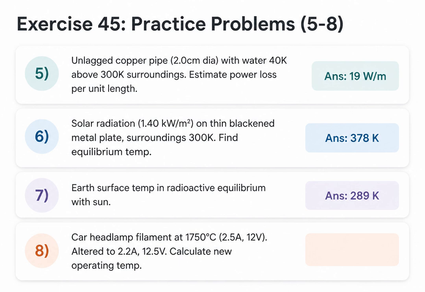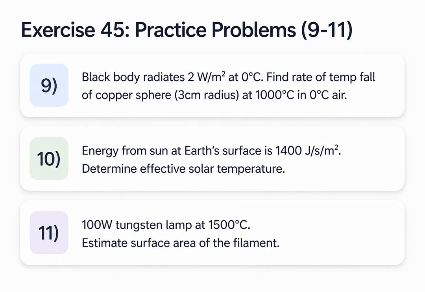Question 8 requires calculating the new operating temperature of a car headlamp filament when its current and voltage are altered, relying on the relationship between electrical power and radiated power. Moving on to questions 9 through 11. Question 9 asks for the rate of temperature fall of a copper sphere. We are given the radiation rate at 0 degrees Celsius, which allows us to find the sphere's surface area or related constant, and then we apply the cooling formula for a sphere at 1000 degrees Celsius.